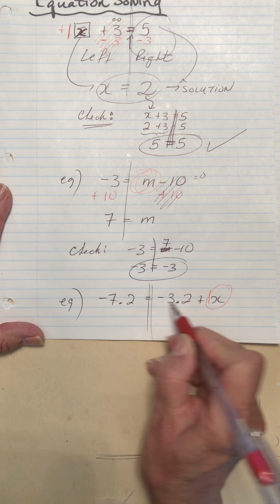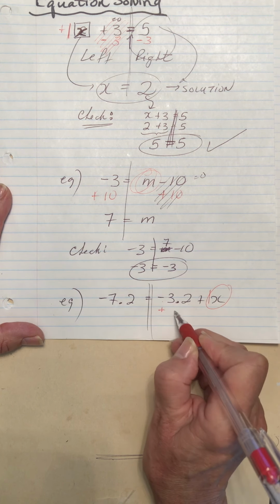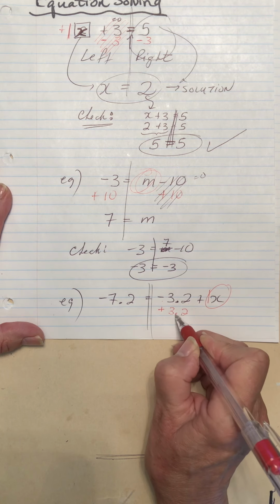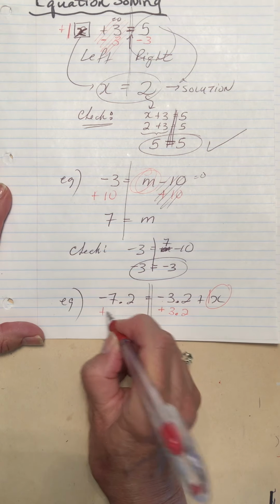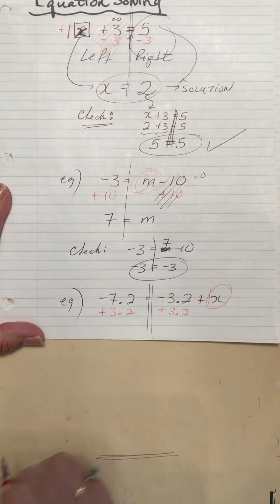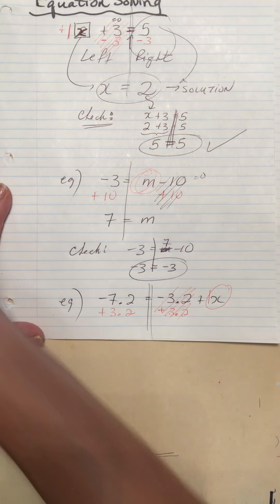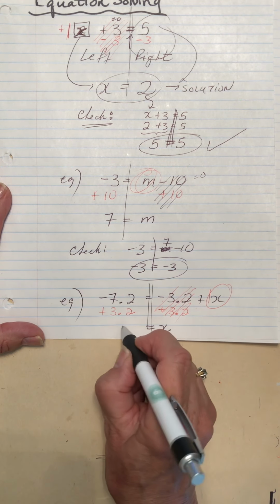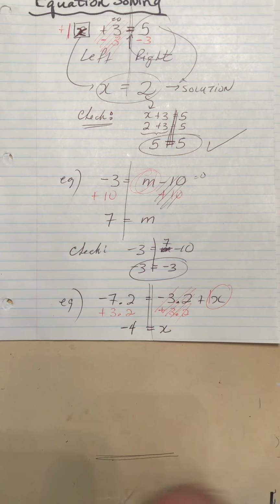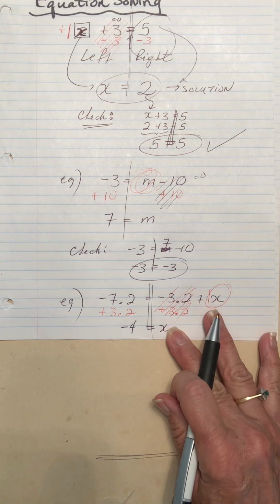To undo a negative 3.2, I would put a positive 3.2. I'm subtracting 3.2, so the opposite is adding. Do it here as well. This cancels out to a 0, so all that's left on the right-hand side is an x. And if I went through here, and I can use my calculator, I would get an answer of negative 4. So I'm done. All right.